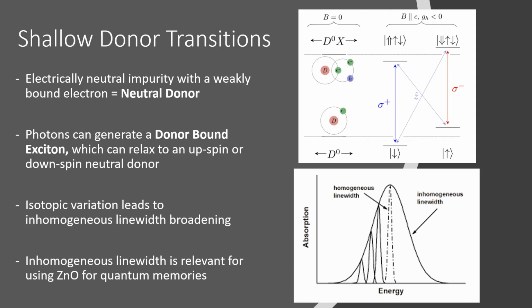This second line width will be affected by variations in the isotopic composition of the environment surrounding different donors, among other factors. One specific application of this research is in quantum memories, which among other things can be used to extend the range of quantum communications. Knowing the inhomogeneous line width will be important in determining the potential of zinc oxide in quantum memories. This is because the inhomogeneous line width effectively determines the memory's bandwidth.